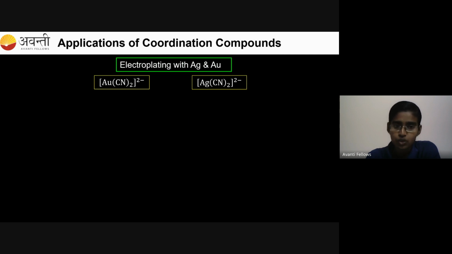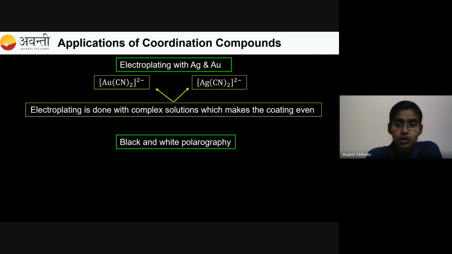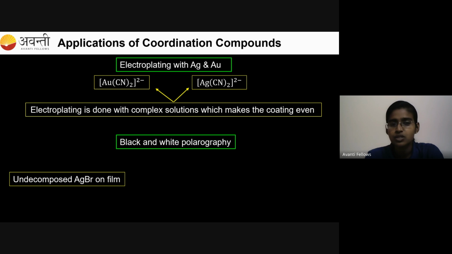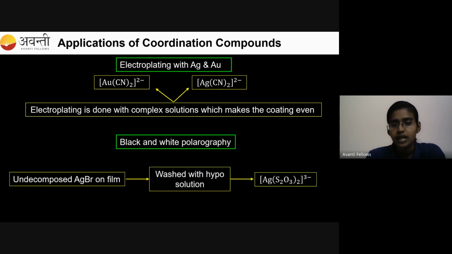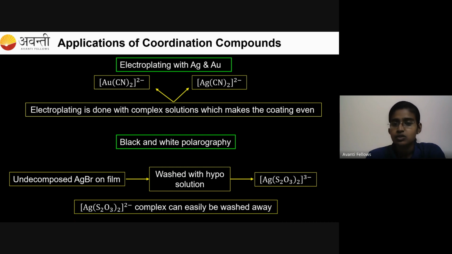In that electroplating solution, the gold containing complex and silver containing cyano complexes are used, which are coordination complexes. So it is done with a complex solution, which makes the coating even. Also coordination complexes are used in black and white photography. The undecomposed AgBr on the film is washed with the hypo solution, and that hypo solution is nothing but the Ag(S2O3)2 3- solution, which is the coordination complex. Since it is a coordination complex, it can be easily washed away, and that's why they use these coordination compounds in the solution. So this is one of the applications.